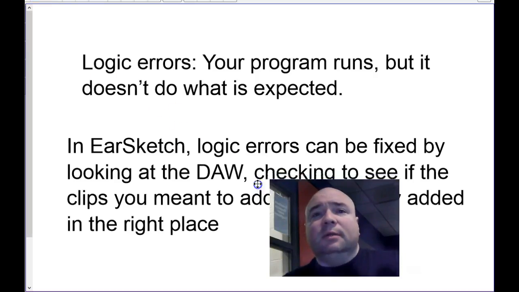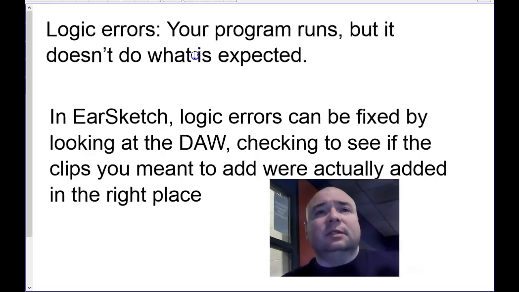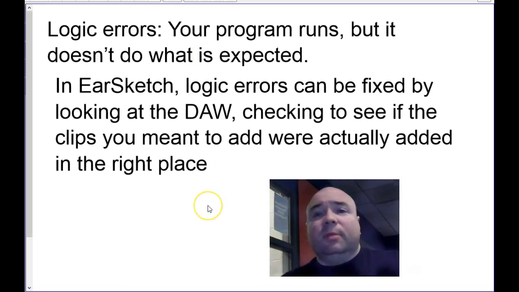The last one is a logical error. This is when the program runs, but it doesn't do what you expect it to do. So maybe, for example, it produced some measures of music, but it's not exactly where you wanted the measures of music. Maybe you wanted 9 measures, but it really only gave you 8 because you figured out the code wrong. Or maybe it's stuck in an infinite loop, or some type of problem is going on with your code, but it does run.